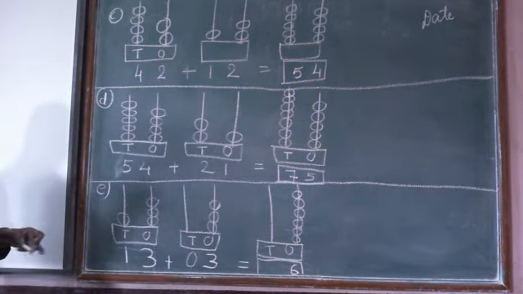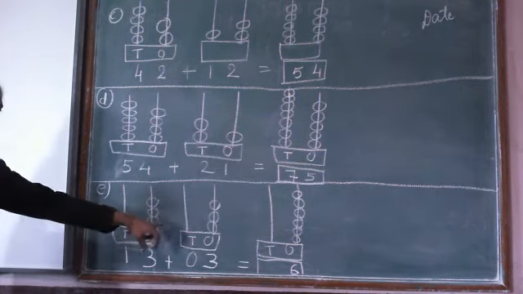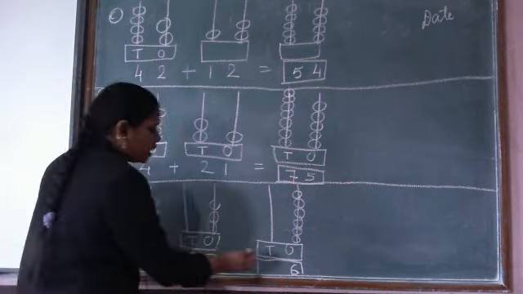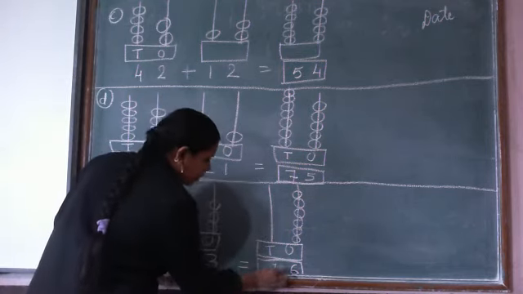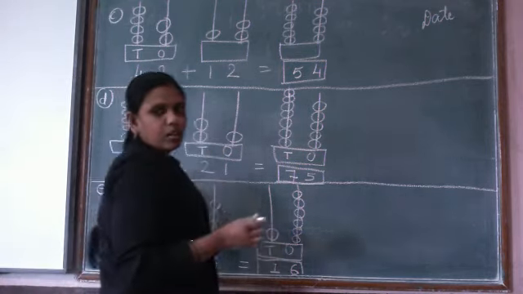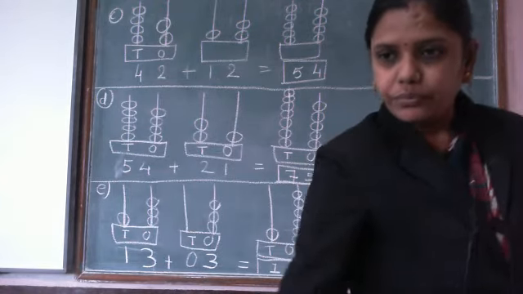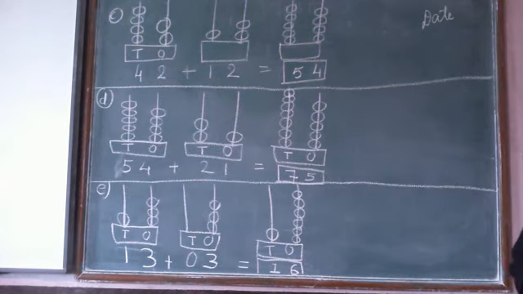Now count the number of beads at tens place. 1, only 1 because here is 0. So write here 1 and draw here 1. Write it fast. So the answer of 13 plus 3 is 16.